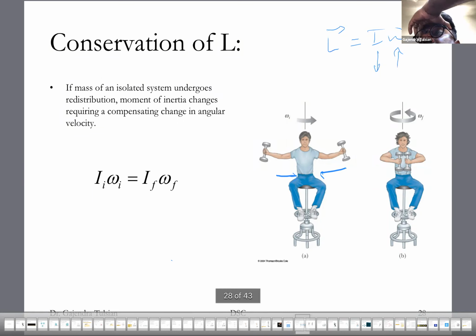So when he brings the dumbbells in, he'll spin faster, and as long as there's no friction in this stool, he can keep doing this for 1 billion years. And when he pushes his arms back out, he'll slow down, but his angular momentum will remain constant as long as there's no friction.